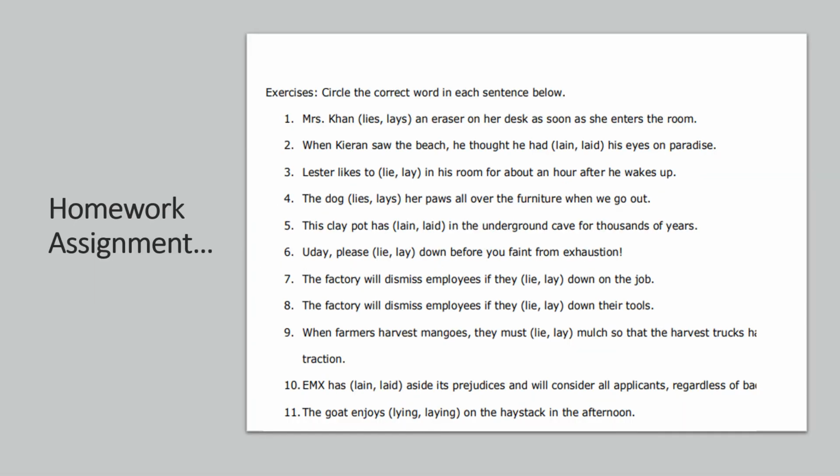Okay, coming to the next slide is your homework assignment. Now you have to circle the correct word in each sentence below. Mrs. Khan lies or lays an eraser on her desk as soon as she enters the room. So these are 11 sentences. You have to do it in your neat copies and this is your homework assignment. If you have any confusion, you can refer back to the slides जहाँ पे आपको एग्जाम्पल वगैरह हमने दी हुई है उससे भी आप रेफर कर सकती हैं. टेबल को भी आप देख सकते हैं. So this is your work for this week.